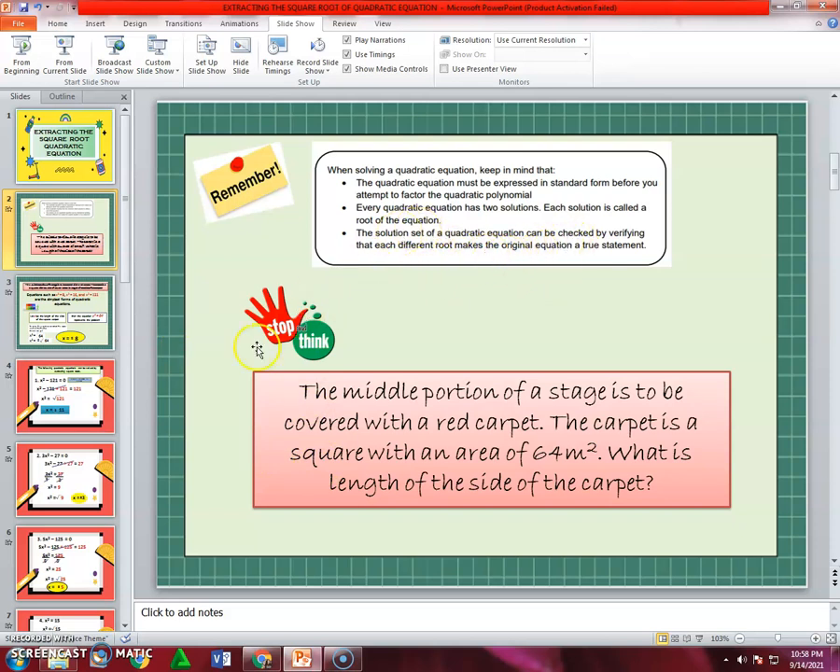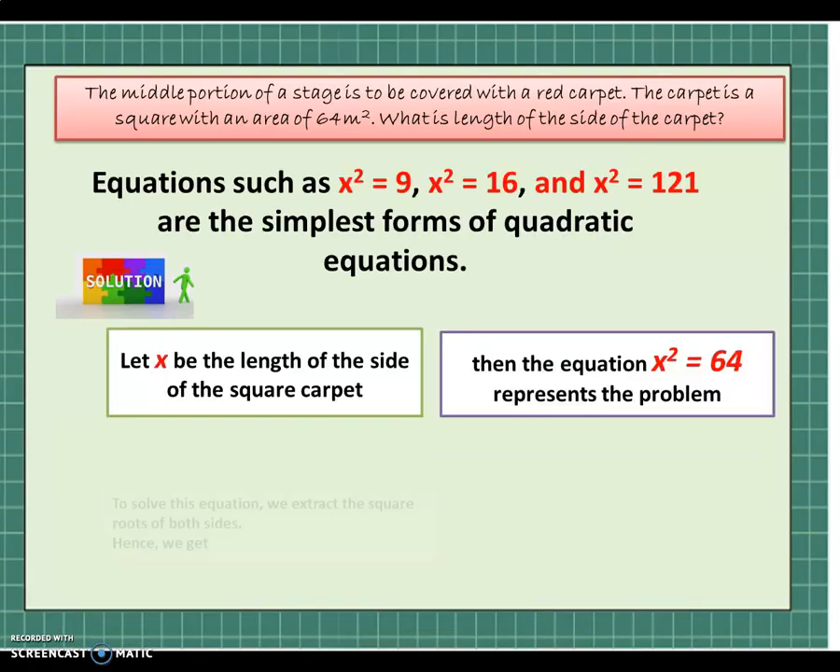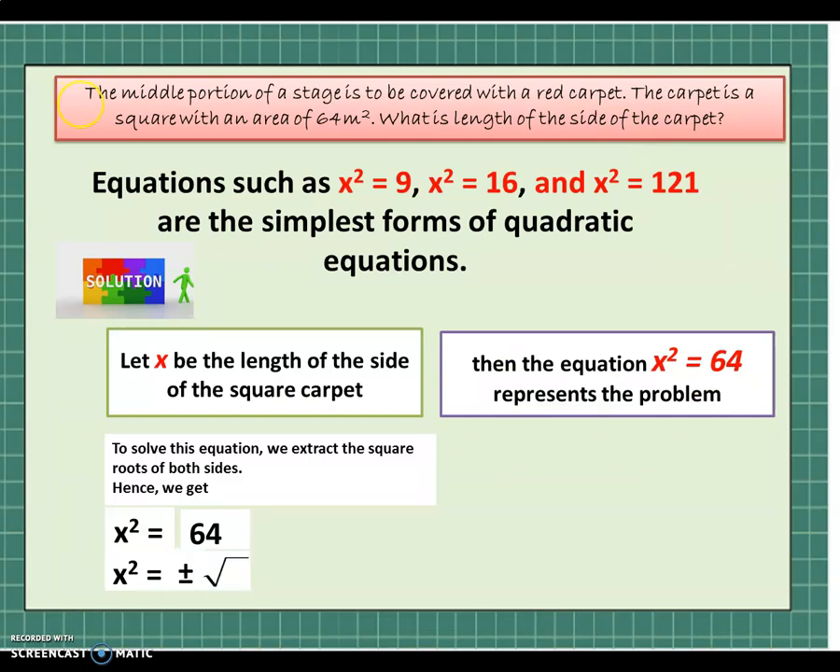Ang tawag doon. Ayan. So, balik tayo dito. So, positive and negative square root of 64. And the square root of 64 is equal to 8. Why positive and negative 8? We all know if we're going to extract the square root of 64, kagaya ng sinabi ko kanina, magkakaroon tayo ng two possible results or two possible roots, which is positive 8 and negative 8. So, therefore, the length of the side of the carpet is 8 meters.